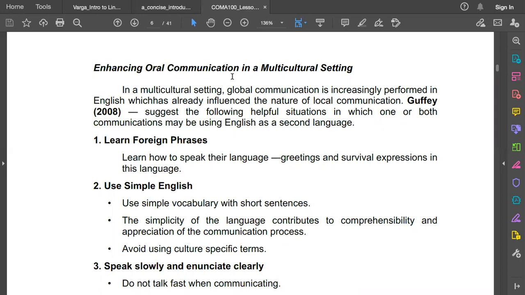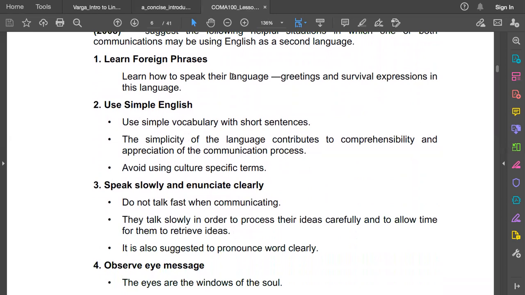Use simple English. Use simple vocabulary and short sentences. The simplicity of the language contributes to comprehensibility and appreciation of the communication process. Avoid using cultural specific terms. So speak in general, simple English. Don't have to use highfalutin words in order to impress. Your aim here is not to impress, but to be understood.